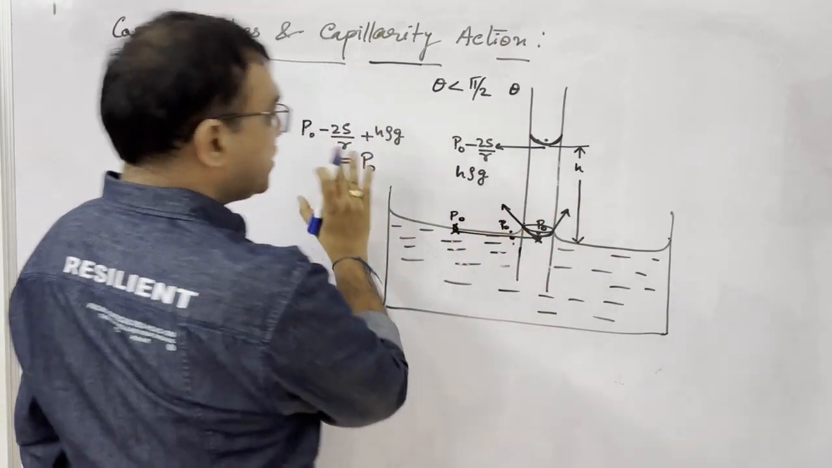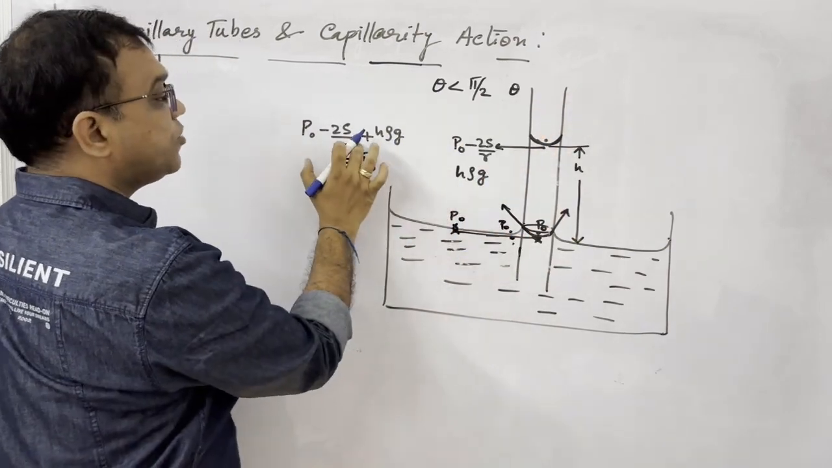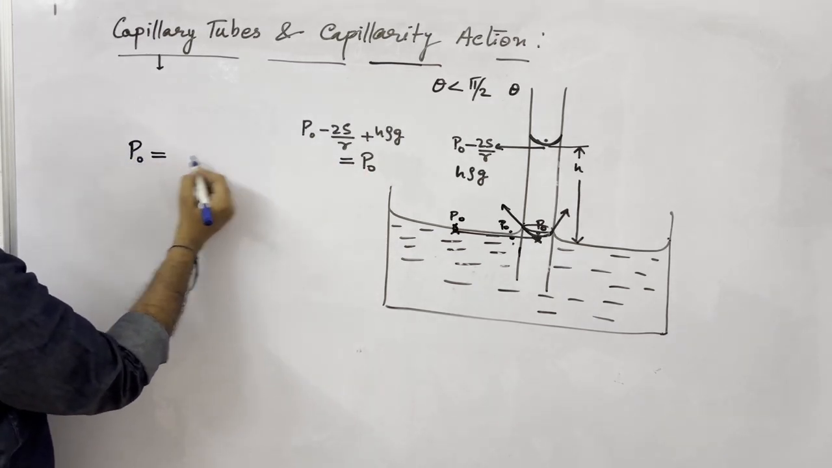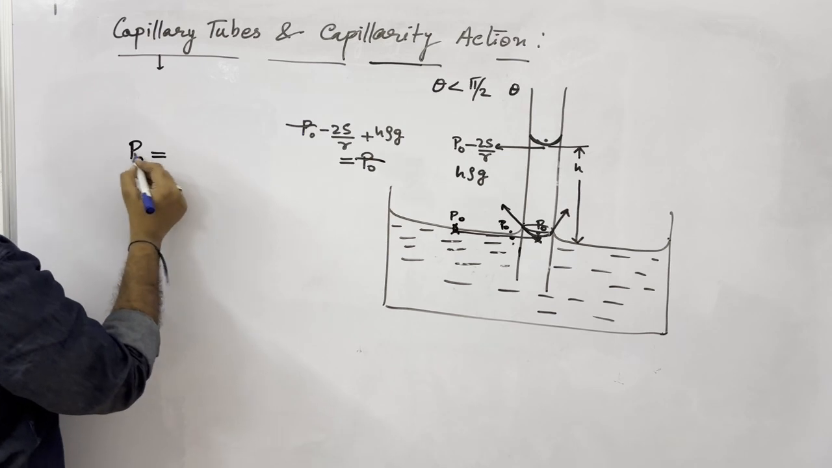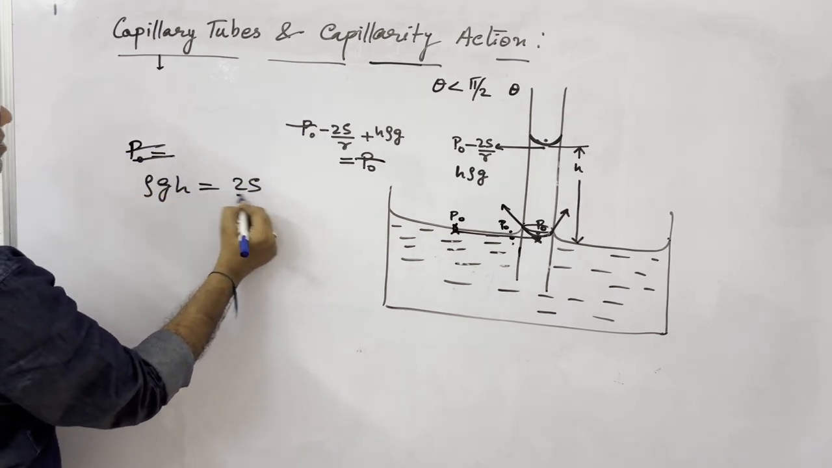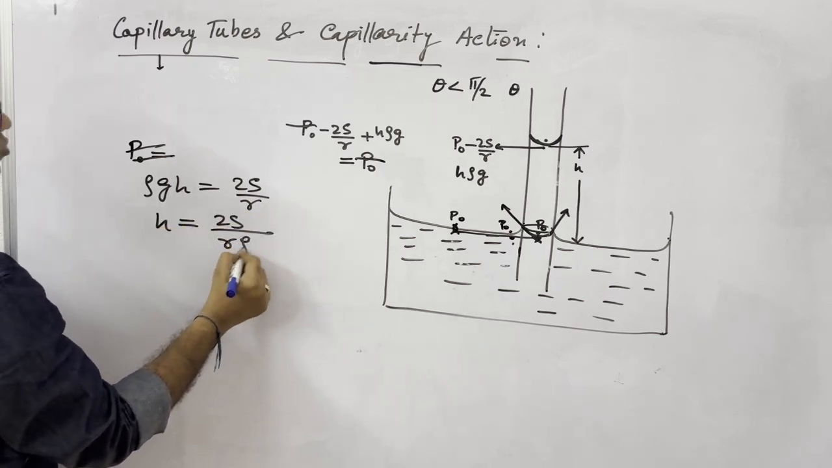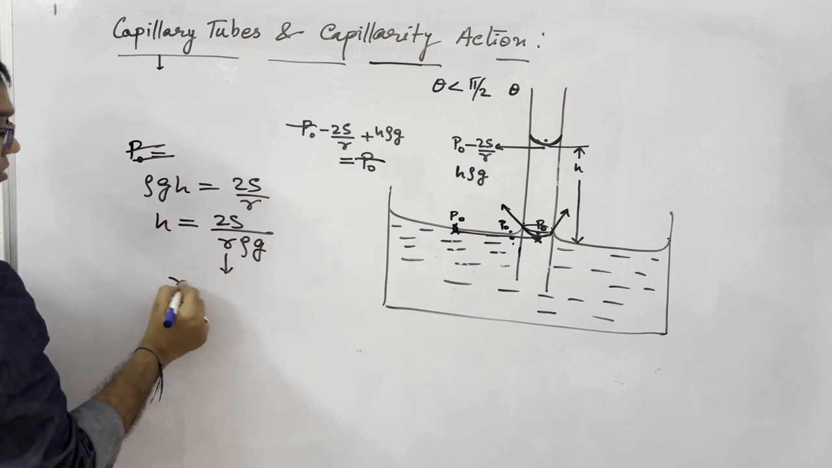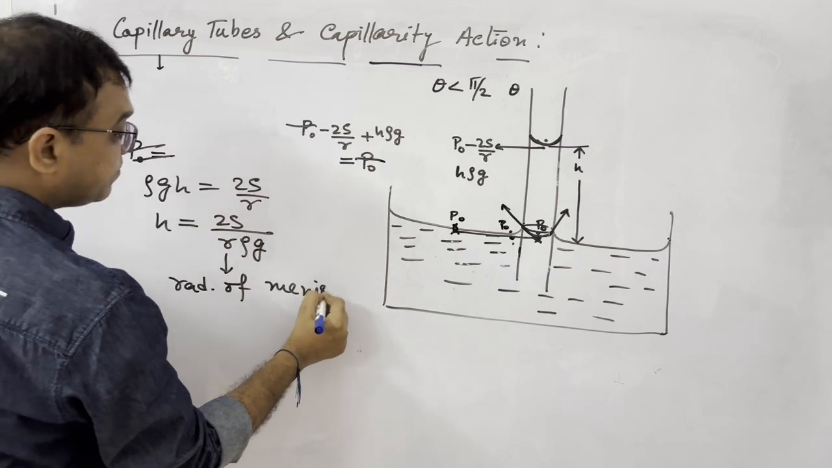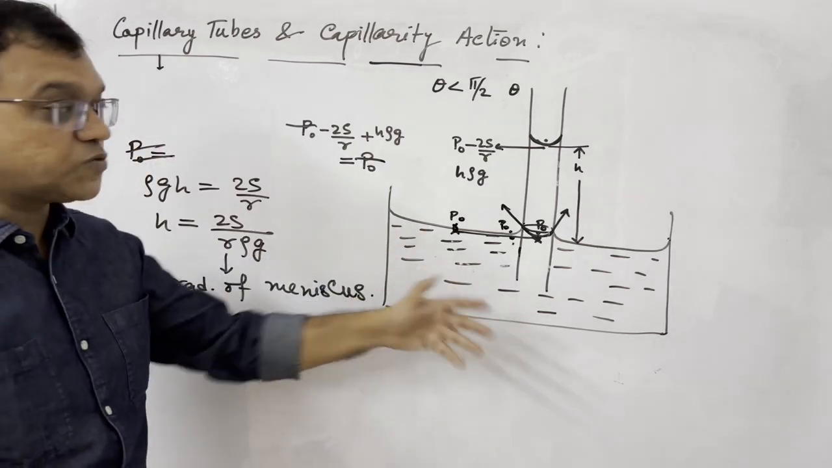So we can say directly also up to what height the liquid has been raised. So here directly if I see, I can say P naught is cancelled. So rho g h is equal to 2s by r, and we can say h is equal to 2s upon r rho g, where r is the radius of meniscus. Right? We can explain the things in other way also. I am going to explain.